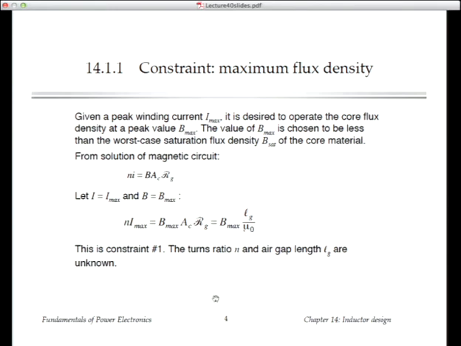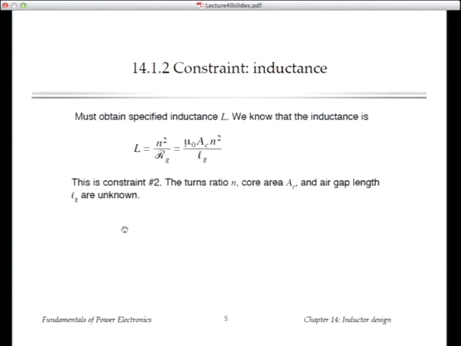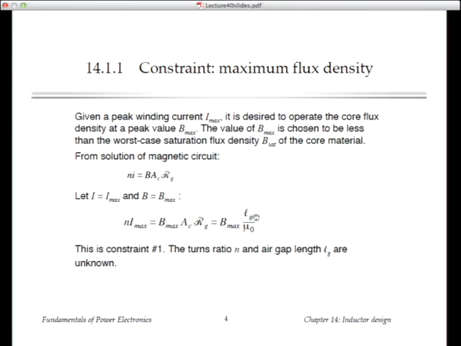Okay? Now in this constraint, I max is given. We've already analyzed our converter and know what peak current we're going to have. B max is given. We have to decide what B max we want to run at. Mu naught we know, but the number of turns N and the gap length LG are unknowns. So we have one equation here and two unknowns. But it's the first constraint, and we'll keep going and generate some more equations.